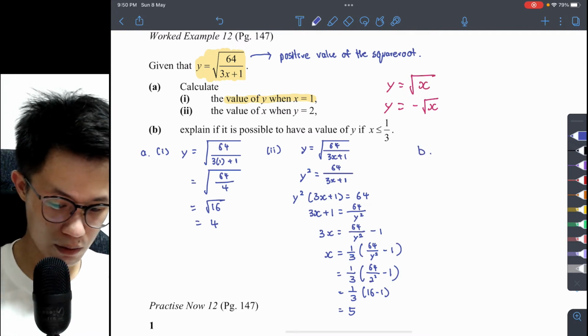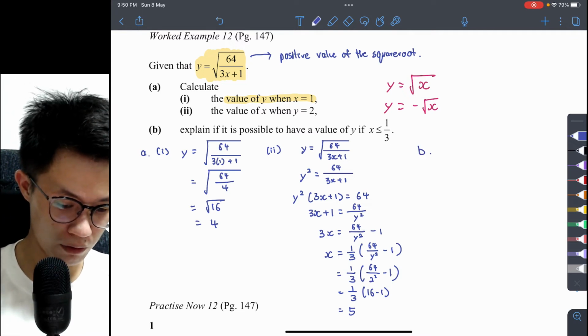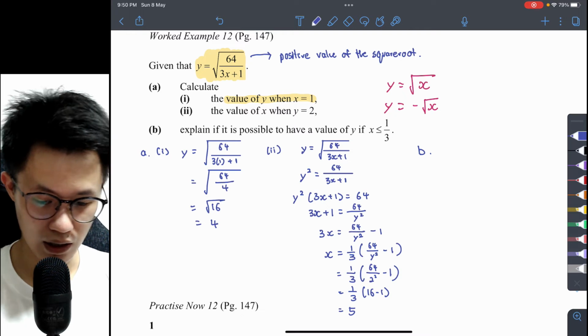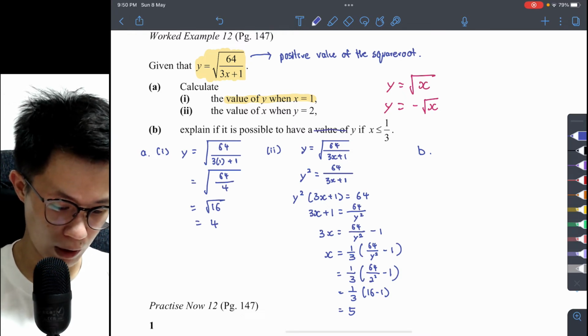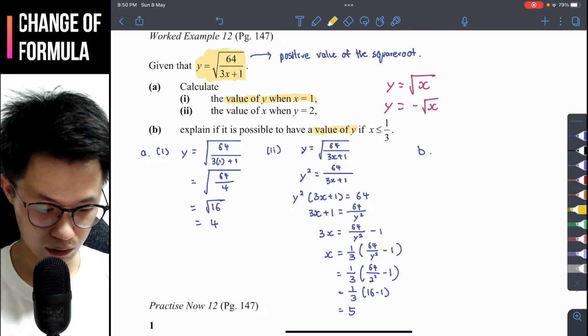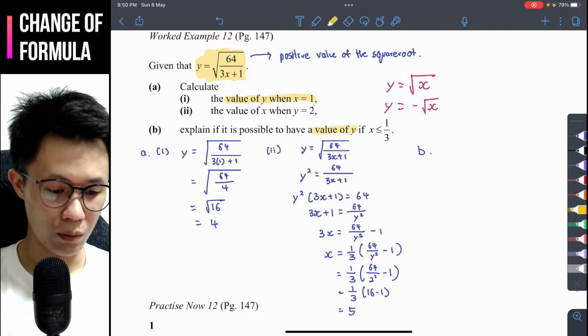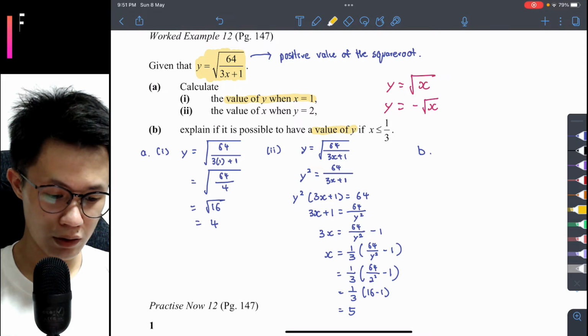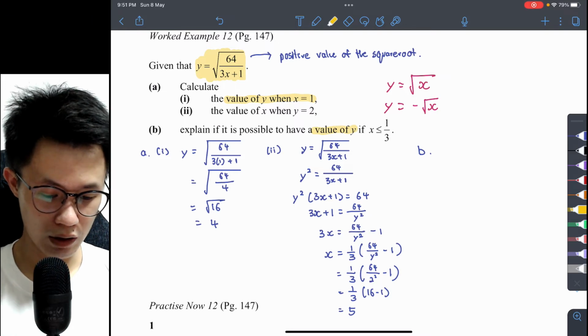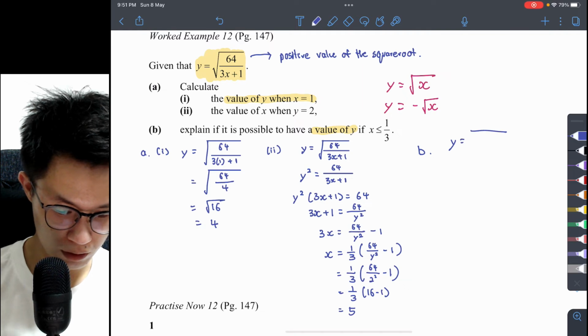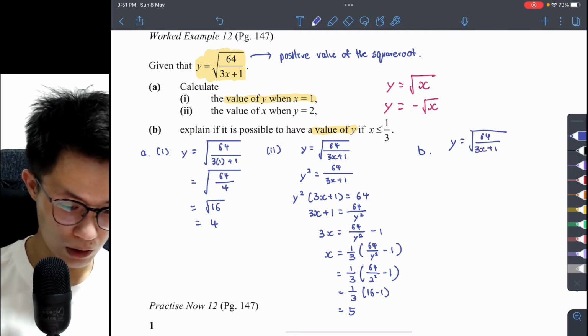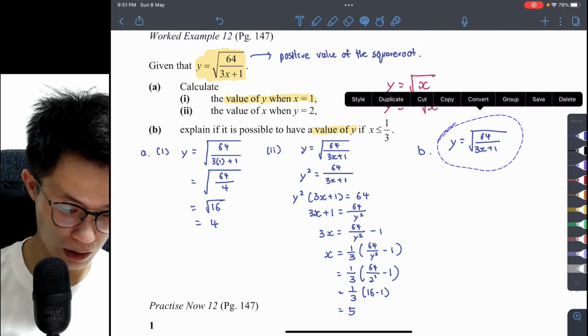Now part B is to explain if it is possible to have a value of y if x is less than or equal to 1/3. So we're going to find a value of y if x is less than or equal to 1/3. Now one thing that you must know is that since there is a square root, let's look at the formula again. The formula is y equals the square root of 64 divided by 3x plus 1. Maybe this is very ugly, so let me just delete it.